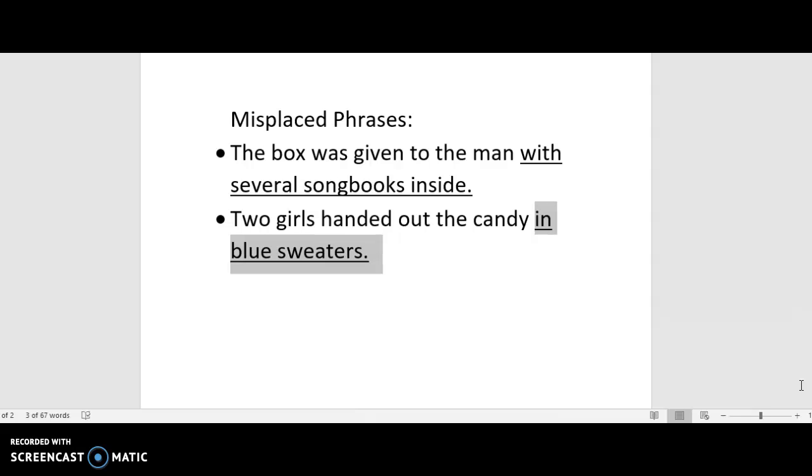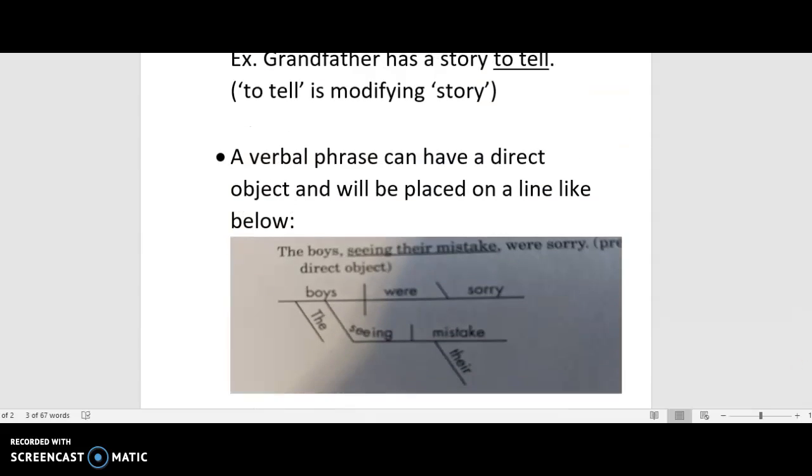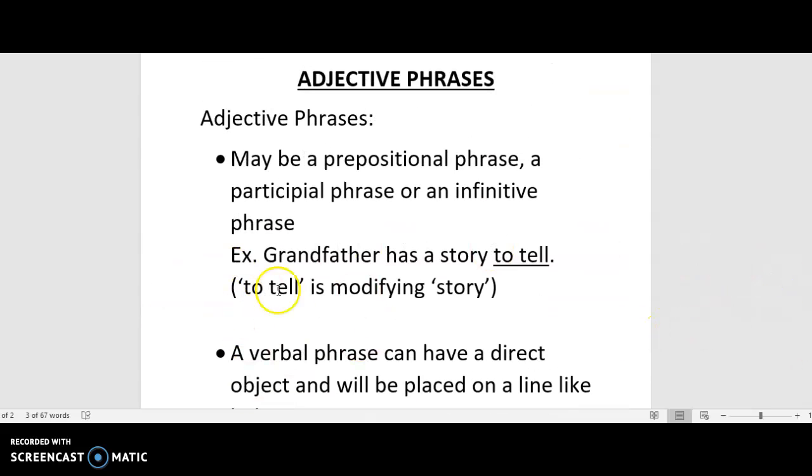Infinitive phrases, the same. I gave you this one further up here in your examples. Grandfather has a story to tell. We could add other words to it. Grandfather has a story to tell now, or grandfather has a story to tell us now. So there's lots of words that you could add in to these phrases, prepositional or verbal, and you can really add a lot of description to your writing this way.